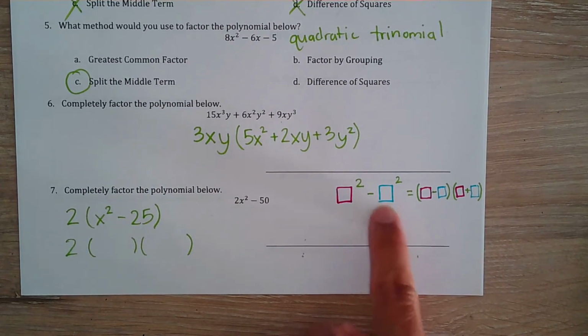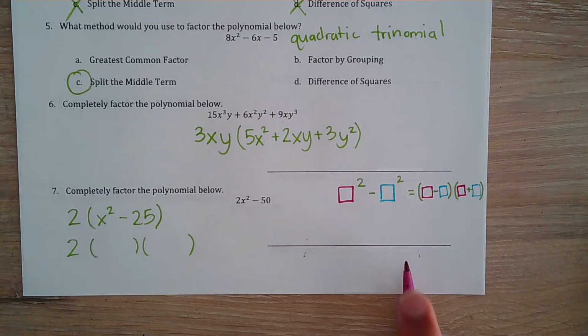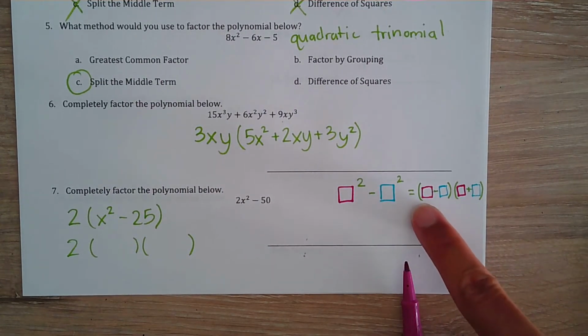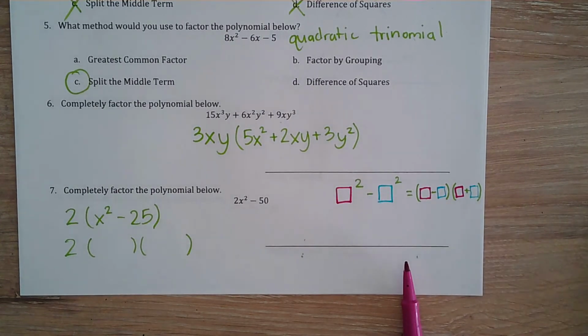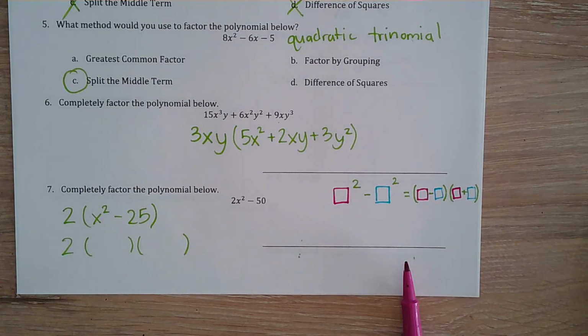Once we rewrite it in this form, we can go ahead and just use this formula right here to get it into something multiplied by something. So let's go ahead and try to do that. What can we figure out?